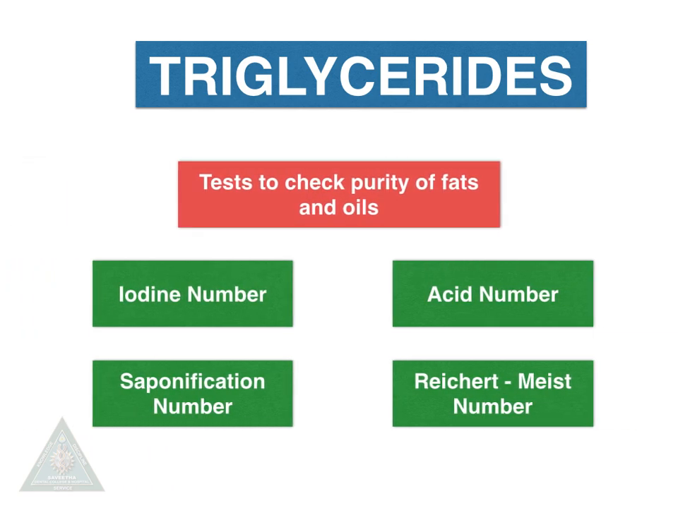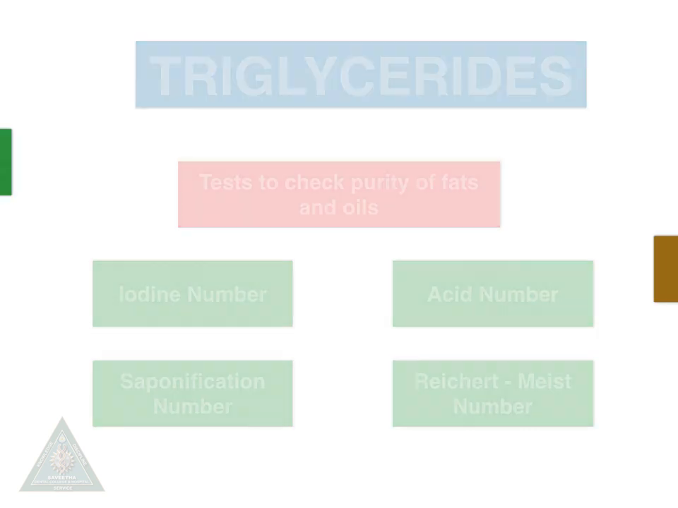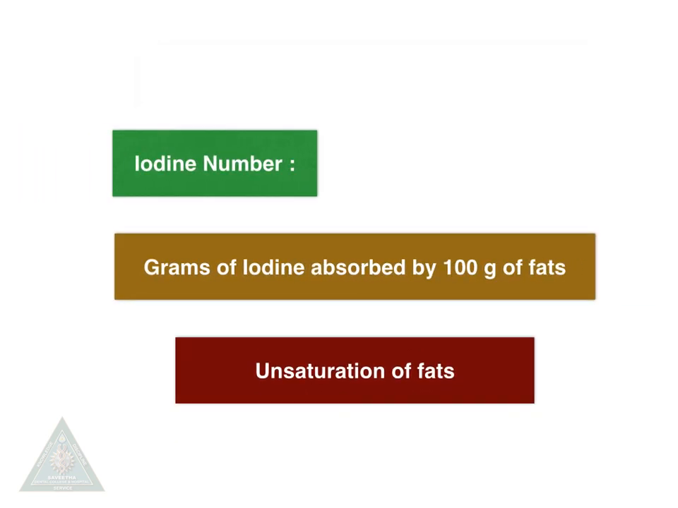Next, we'll be moving on to the tests to check the purity of fats and oils. There are 4 types of tests: the iodine number, saponification number, acid number, and RM number or Reichert-Meissl number. The first one is iodine number. This is defined as grams of iodine absorbed by 100 grams of fat. It is used to know the relative unsaturation of fatty acids.